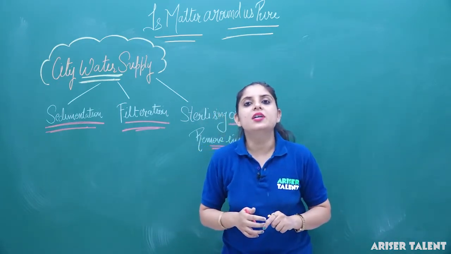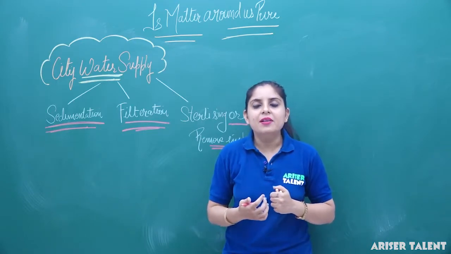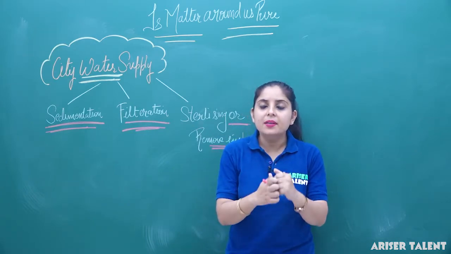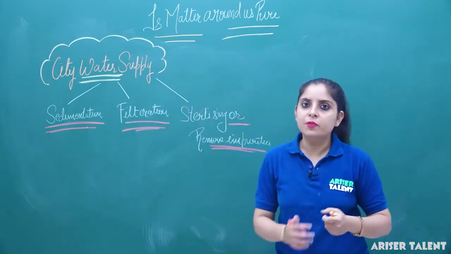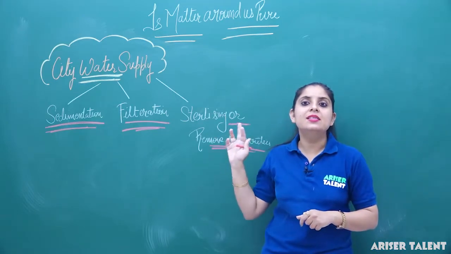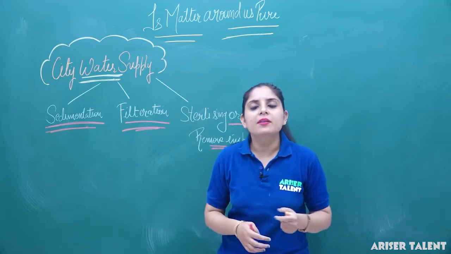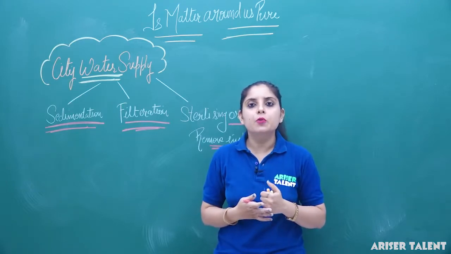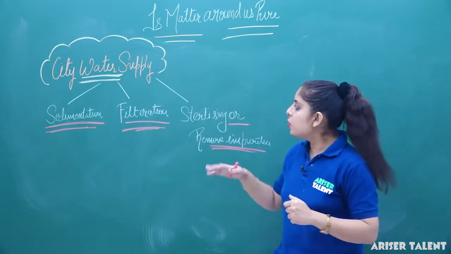For the filtration, you have to pass it through sand, gravel and many more steps so the impurities are removed. But up to that level, when the impurities are removed, you will not get water which is fit for drinking. So you have to perform the last step, that is sterilizing. For sterilizing, you generally add chlorine in the water so disinfection can be done and the water is available for drinking to us. Okay, so this is the whole picture which shows how the process is going on.